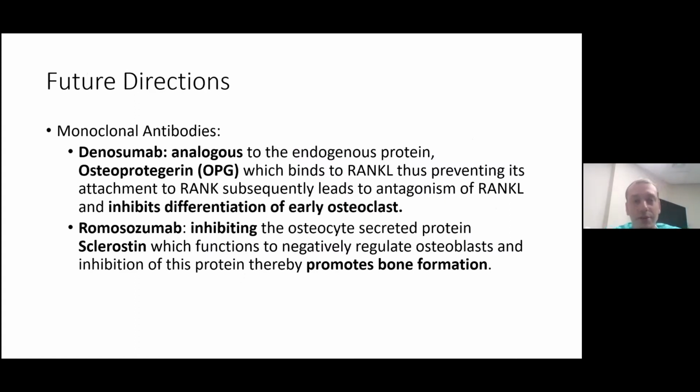So what are the future directions of treating patients with osteoporosis? There has been a development of several monoclonal antibodies. One of them is denosumab, which is analogous to the osteoprotegerin protein that we talked about in the osteoclastogenesis diagram, which inhibits the interaction between the RANK ligand and the RANK receptor, thereby inhibiting the differentiation of osteoclasts. On the other hand, we have romosozumab, which inhibits an osteocyte-secreted protein called sclerostin, which functions to negatively regulate osteoblasts. So inhibition of this protein promotes bone formation.